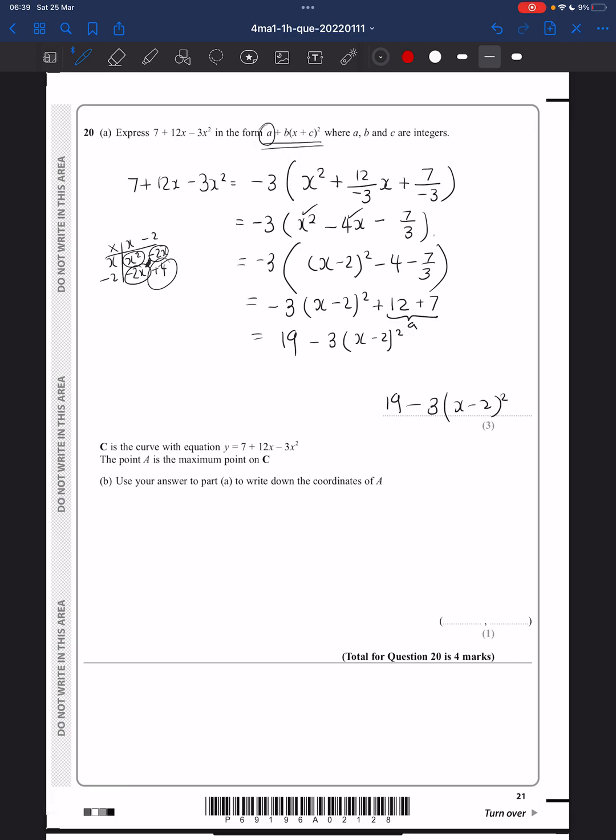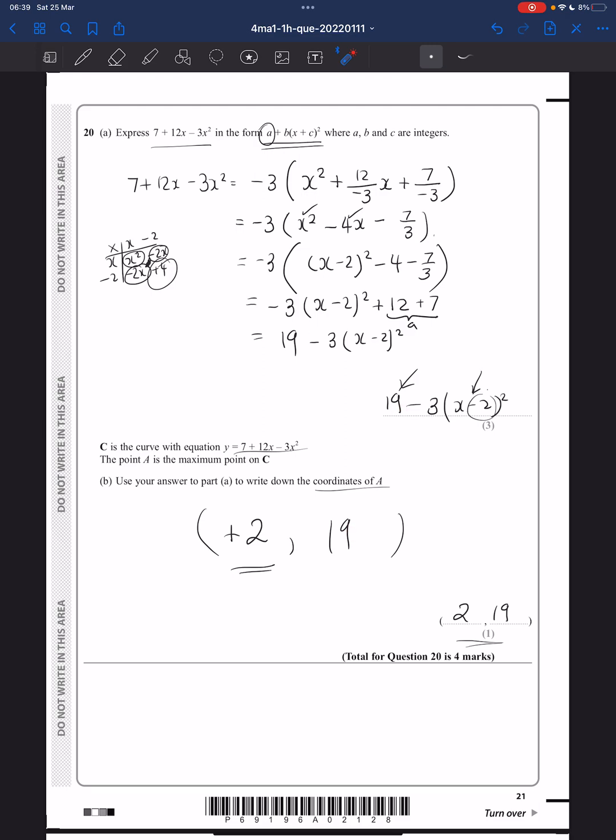Right, C is the curve of equation. Oh, they're the same. The maximum point. Write down the coordinates of A. Right, the coordinates here, look, it's 1 mark, you just spot them. Okay, the x value is this one here. It's the number that's in there with a change of sign. And then the y value is 19. I could explain all that, the battery's running out and it's only 1 mark. But basically, if you've got it in this form, x is plus 2, which makes this bracket 0. And when that bracket's 0, the y is 19.